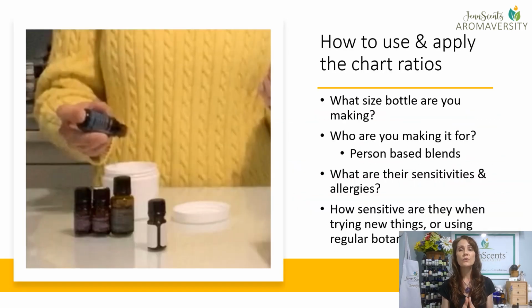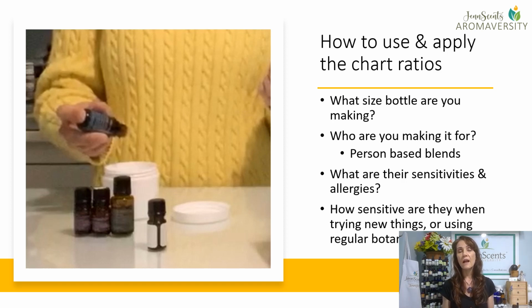Now, how do you use and apply the chart? Again, we're looking at the person. What can they handle? What are their sensitivities? Do they have any allergies? Do they have very sensitive, thin skin? Are they still developing, such as with babies? With pets, we know they are much more sensitive than adults, so we're going to use more than 75% less in a dilution than we would for an adult.